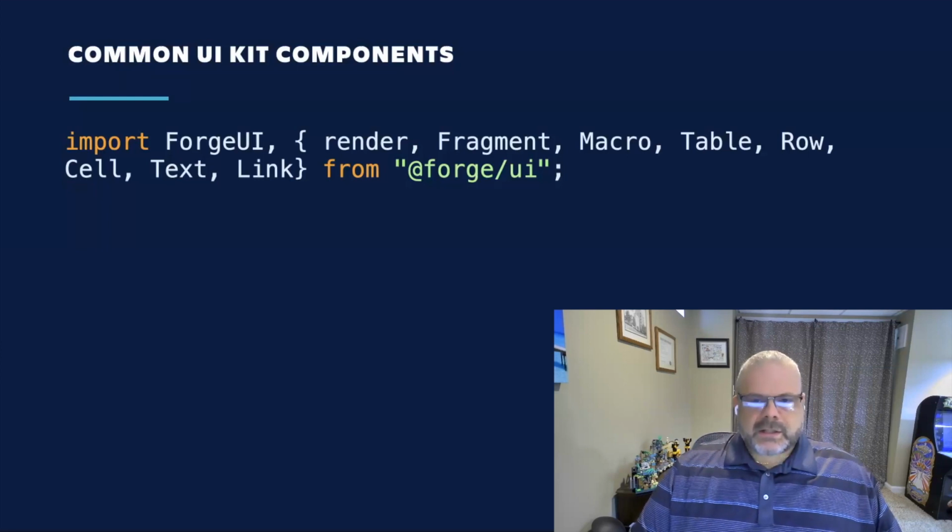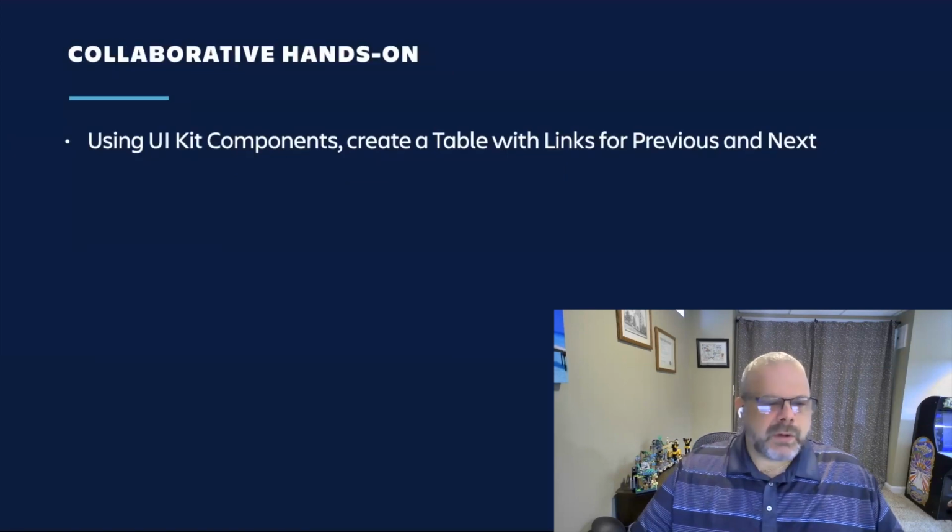Okay. Last collaborative hands-on, but we're going to use UI kit components to create a table with links for previous and next, and display that on our page.